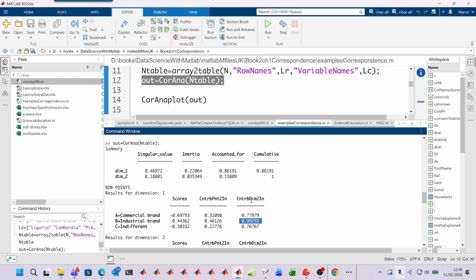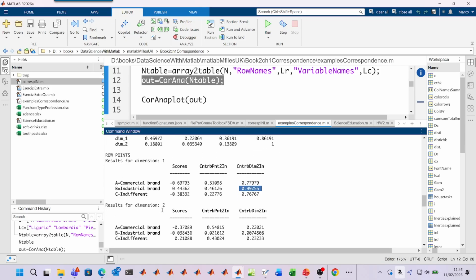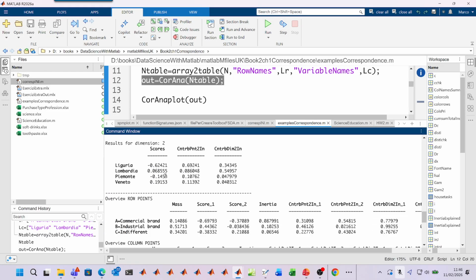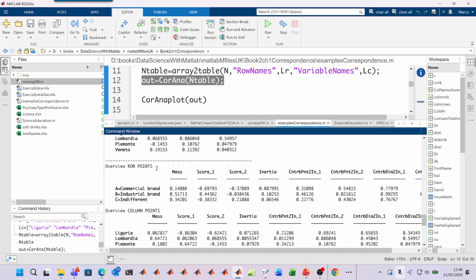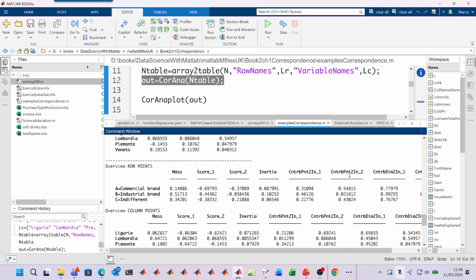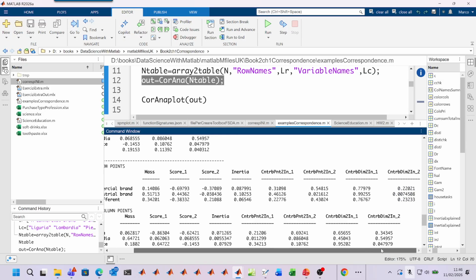Then let us see contribution. These are the row points, then the results for dimension 2, and then column points. You have exactly the same thing. Then you have an overview of row points. You have the mass, the scores, then the inertia of the point. The inertia of the point is the distance of each point with respect to the centroid. Contribution of the point to the inertia of the first dimension, to the inertia of the second dimension, and contribution of the dimension to the inertia of the point.